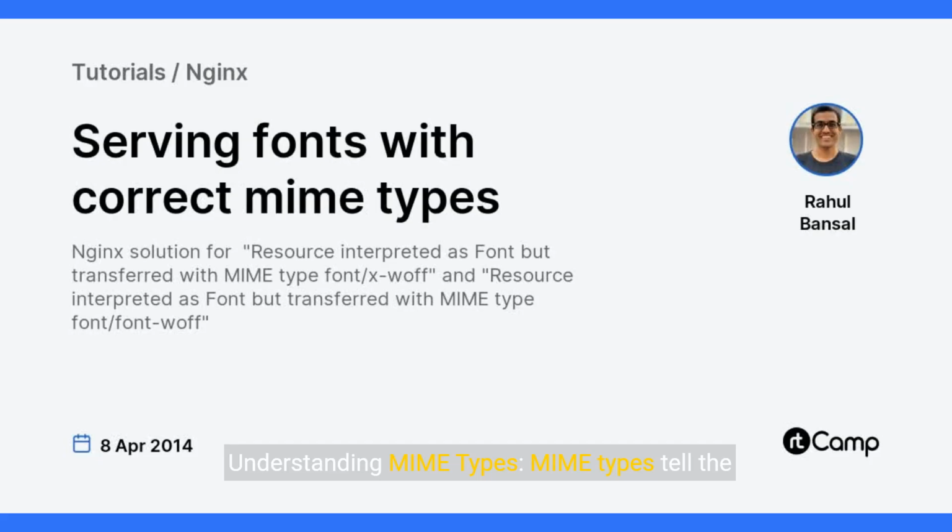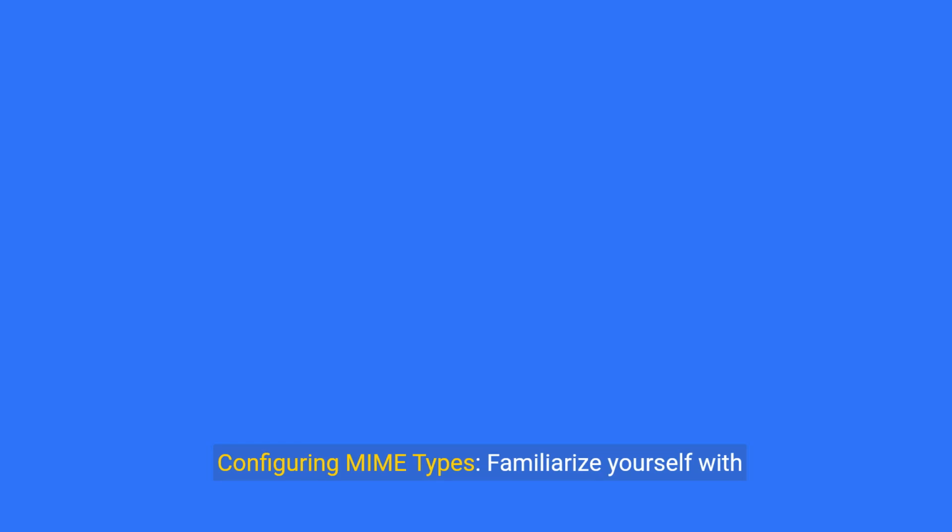Understanding MIME types. MIME types tell the server how to handle different file formats. nginx uses the mime.types file for these settings. Configuring MIME types. Familiarize yourself with the mime.types file, where you can add or modify MIME types as needed to ensure proper handling of all file types on your server.